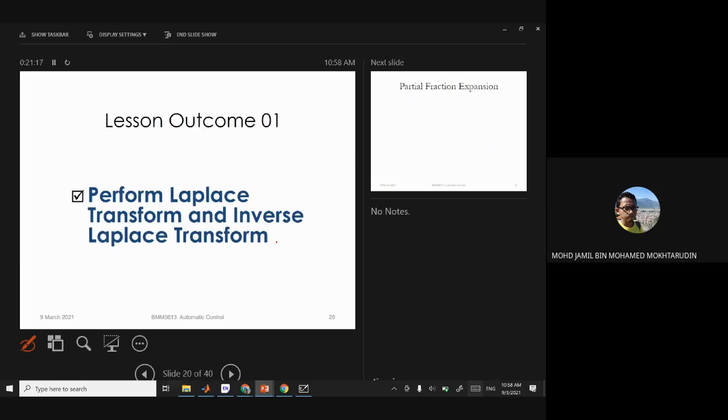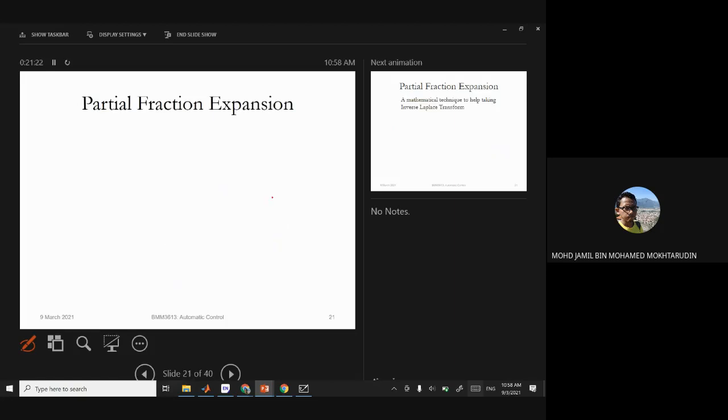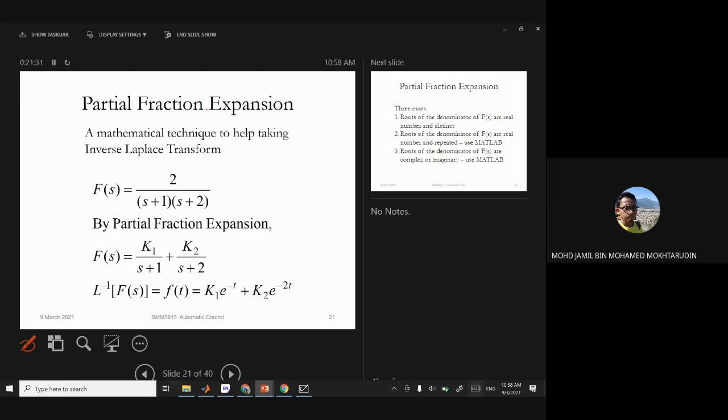Okay, so we have learned about Laplace transform. Okay, so we go about learning the partial fraction. So partial fraction is a mathematical technique to help taking the inverse Laplace transform. So later on, when you want to use Laplace transform and inverse Laplace transform, you will need to use partial fraction. So here, let's say if you have Fs equals 2 divided by S plus 1 times S plus 2, then if you use partial fraction, you can separate them into K1 over S plus 1 plus K2 over S plus 2. Okay, because this is partial fraction. Okay, so this is the method, you can separate them. Then from here, you can use inverse Laplace transform to get the function in time domain.